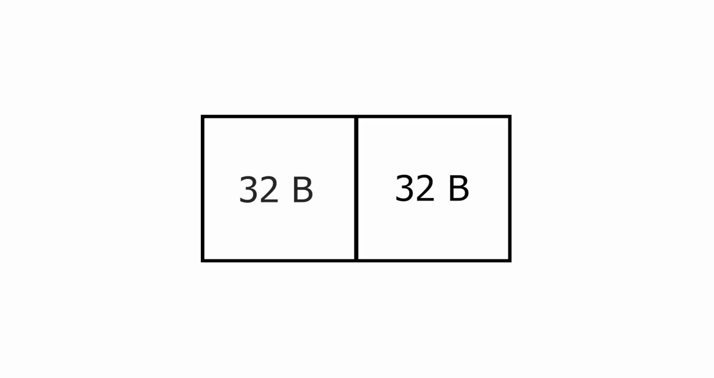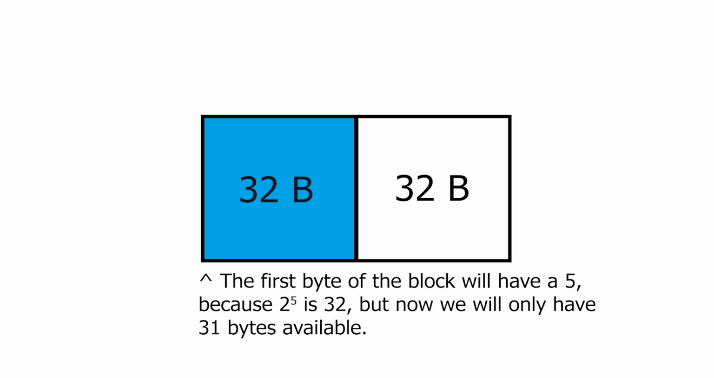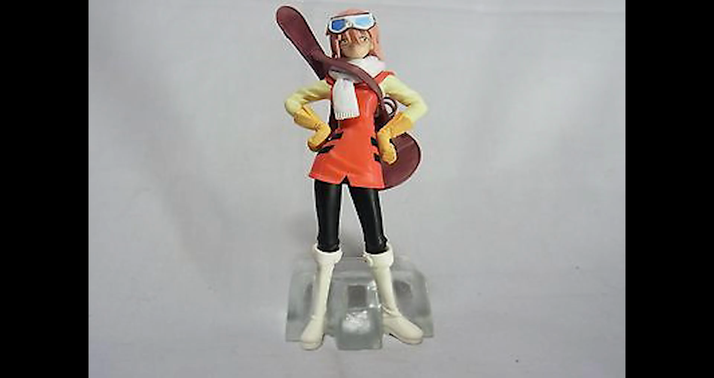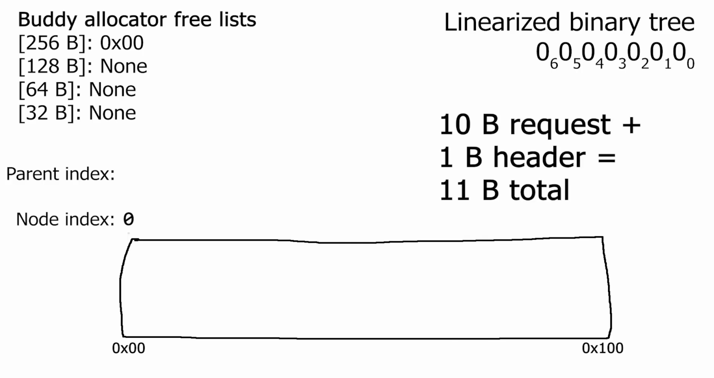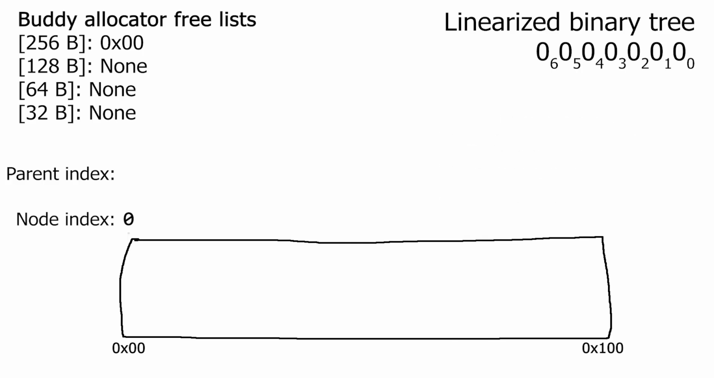Lastly, when you give out a memory block, you need to store the order of that block in the first byte so that you can free it properly later. Let's allocate a 10 byte block. We need at least 11 bytes of memory to satisfy this request. The closest power of 2 we've got available is a 32 byte block, so we try to pop a block off the 32-byte free list.